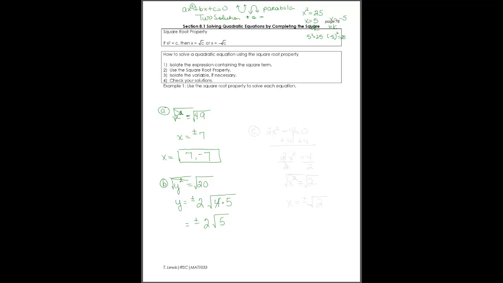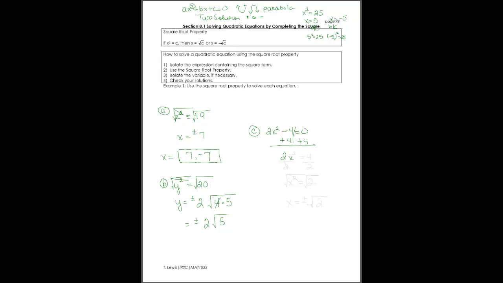Letter C. We have here 2x squared minus 4 equals 0. We want to isolate the x squared. Okay, so let's go to the rules. How to solve a quadratic equation using the square root property: isolate the expression containing the square term, use the square root property, isolate the variable if necessary, and check your solutions. So we're going to add 4 to both sides.